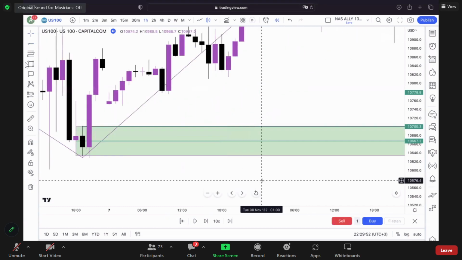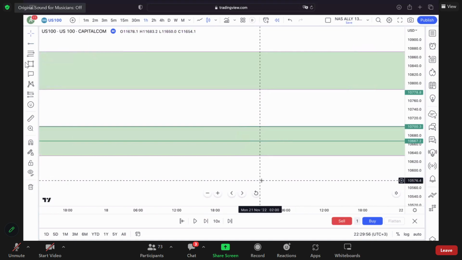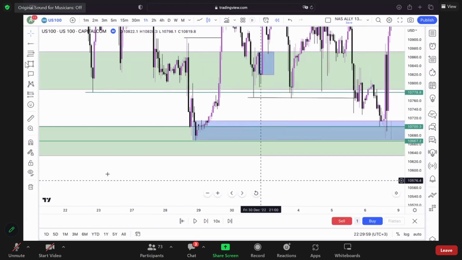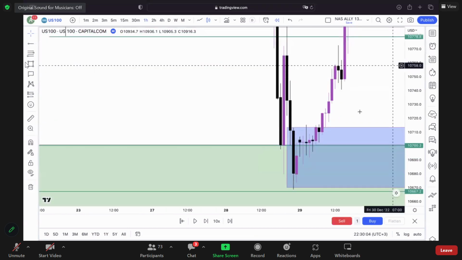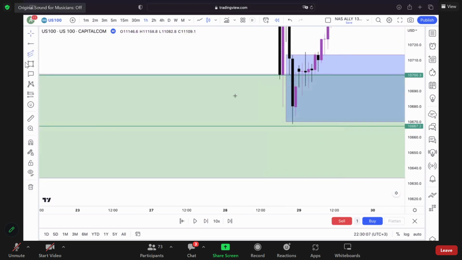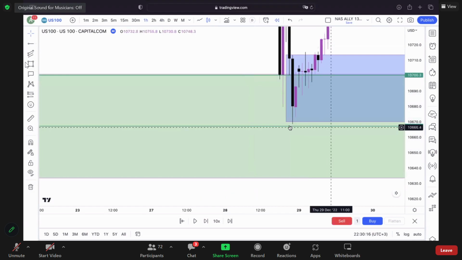So if we go and have a look, sometimes they tap into 50% and sometimes they tap into just the top half. Now, you can see they were just shy of the 50% there. It might have been my measurements, but we can just double check. Okay, my measurements were pretty good, so they were just shy of the 50%.